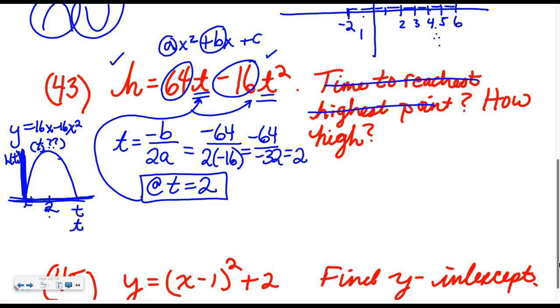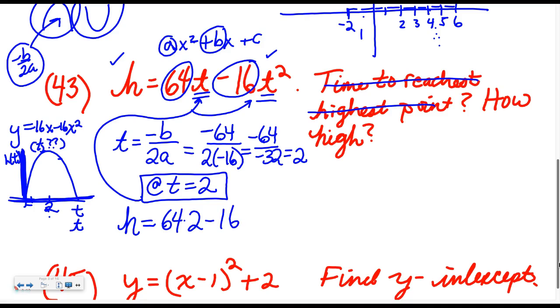But always when you find a vertex, the first coordinate is opposite of b over twice a. The second one is found by plugging that into the given model. So I'm going to plug the 2 into the given model. The maximum height will be achieved at 64 times t, but t is 2, minus 16t squared, which is 2 squared.